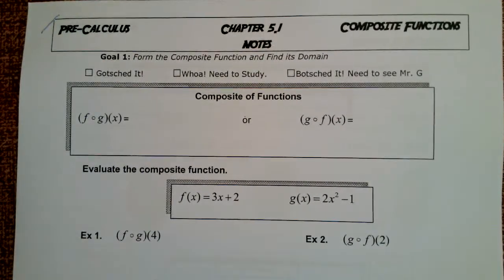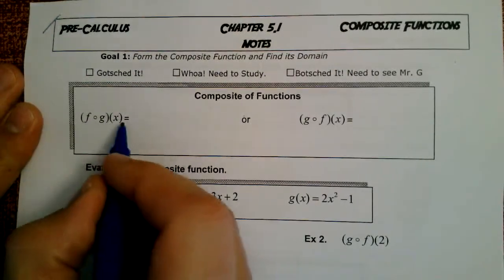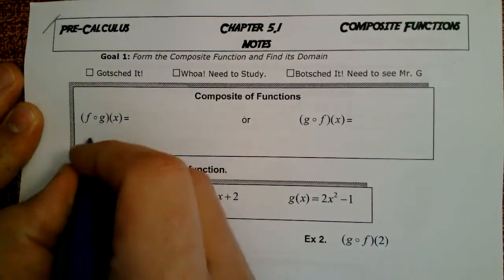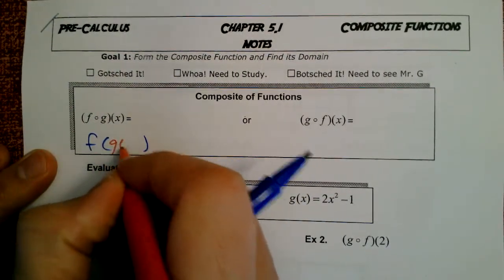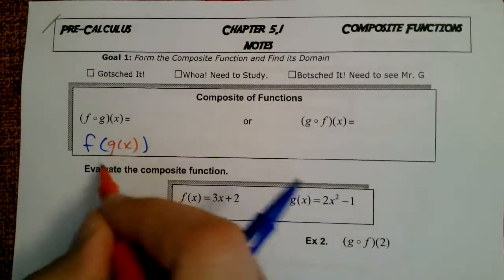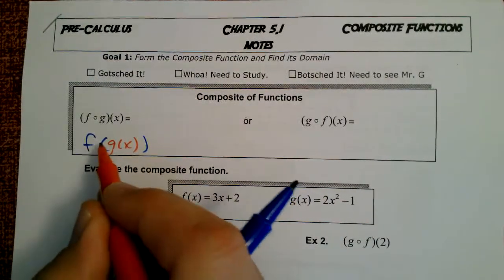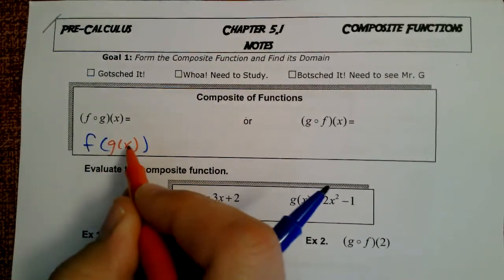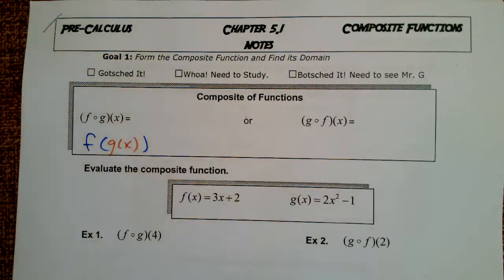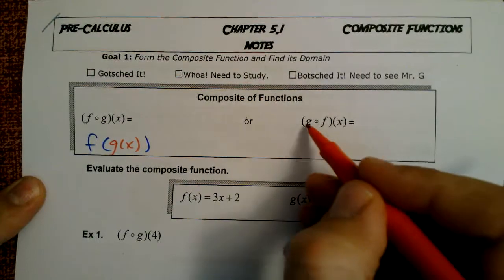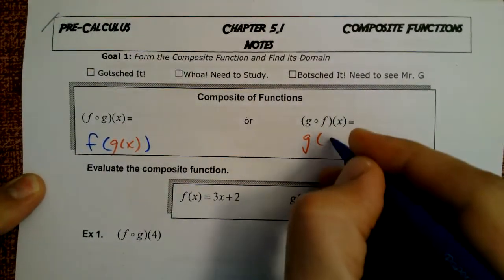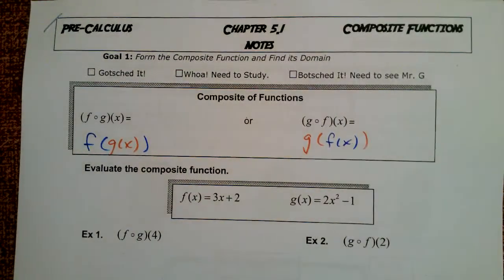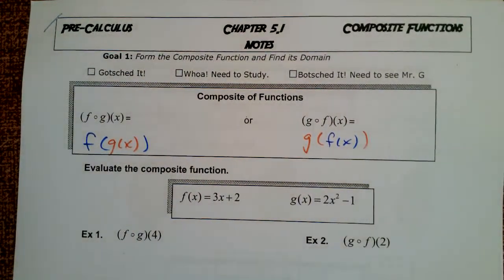Okay, so a composite function looks like this. I've got f of g of x is how you read it. Another way to write that is f of g of x like this. G of x is my input. Normally we see f of x. Well, now it's f of g of x. G of x will be my input. Versus this reads g of f of x. Or another way to write that is g of f of x like that, where f of x would be my input.